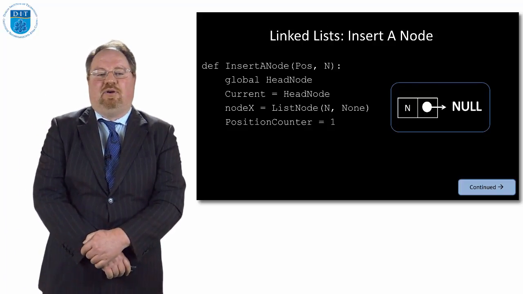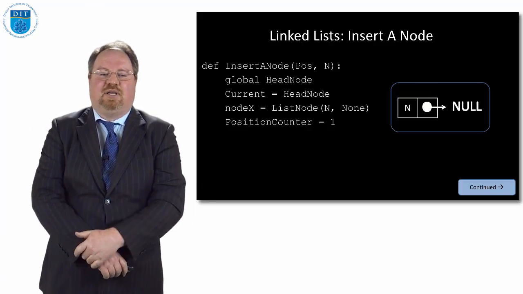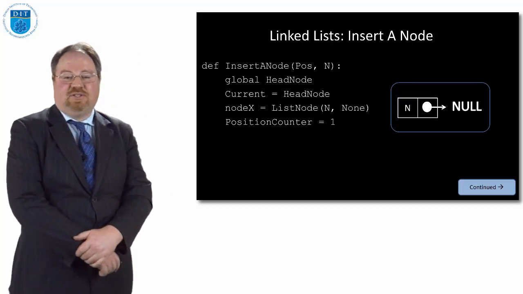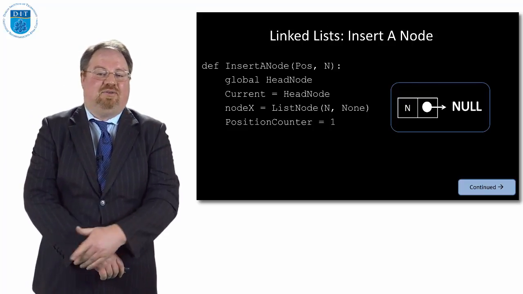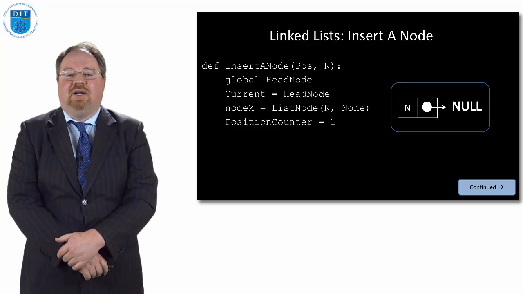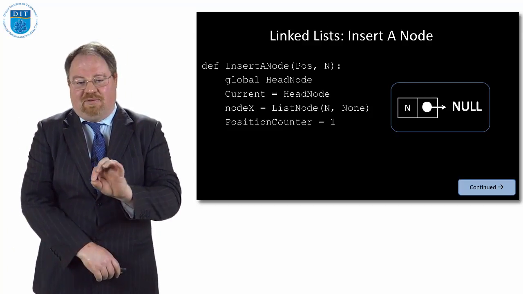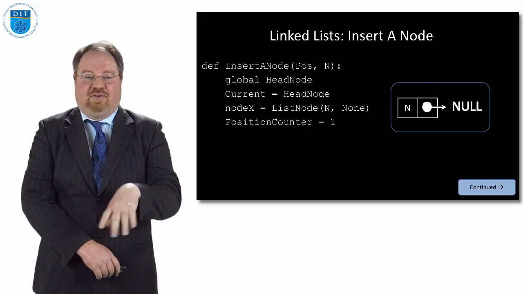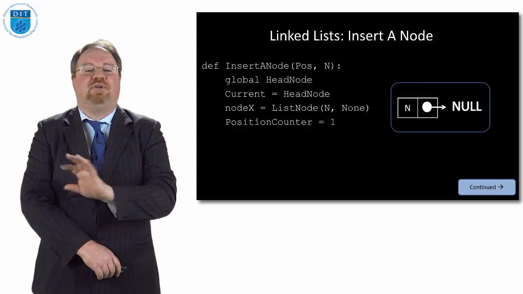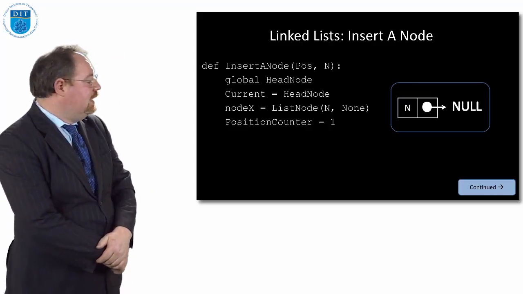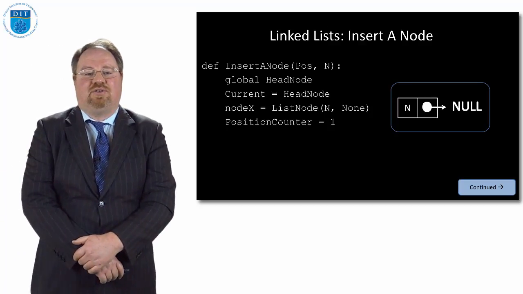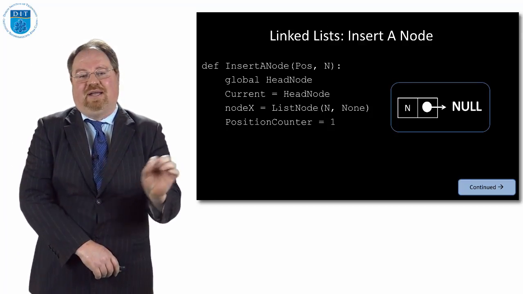So again, we have our global head node, and we say current gets head node, same as usual. Because we're inserting a new node, we need to create that new node, and we can see a picture of it there. We're taking in a value n, it could be 21, so then we're going to create a new type of list, a new node that has value 21, we'll say, and points to nothing for the moment, or null.